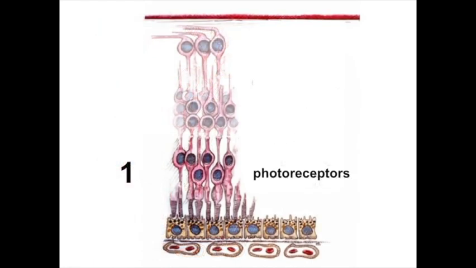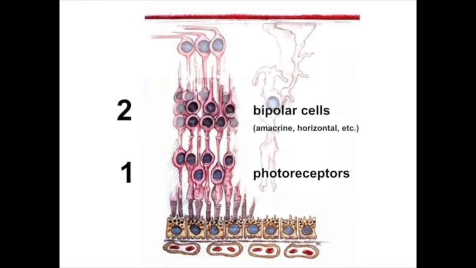The photoreceptor cells are the first layer. The second layer is composed of bipolar cells, amacrine cells, and horizontal cells. The photoreceptor axons synapse with the cells in the second layer. The bipolar cells synapse with the retinal ganglion cells in the third layer. The ganglion cell axons form the nerve fiber layer of the retina, which exits the eye through the lamina cribrosa at the optic disc to form the optic nerve.